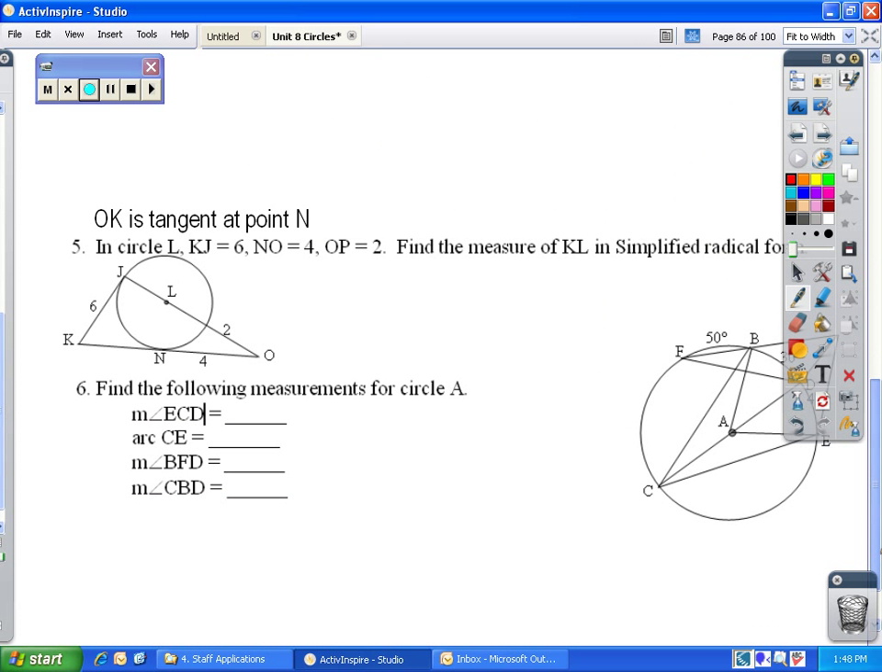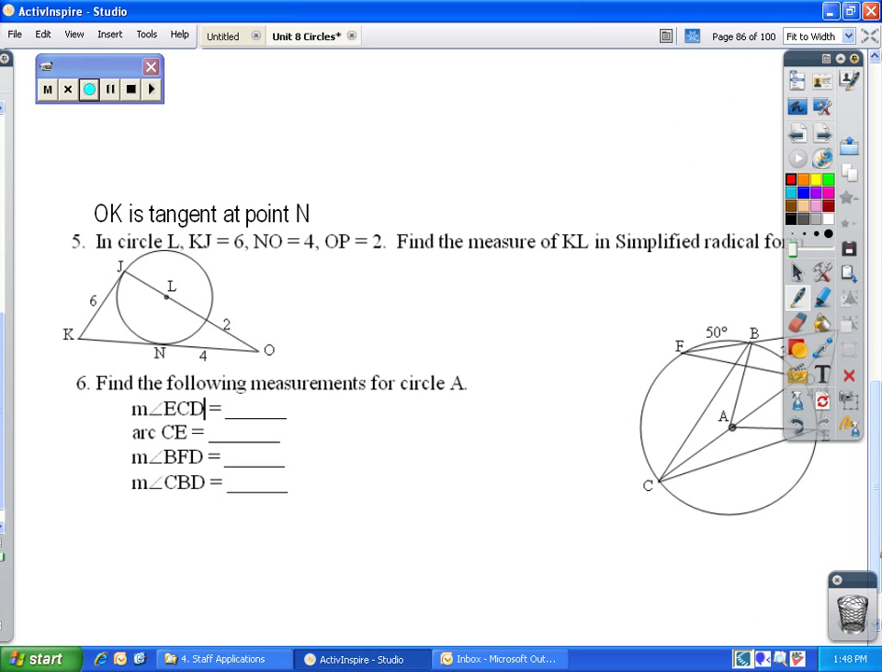All right, moving on to numbers 5 and 6. I added a little detail here that OK has to actually be tangent to the circle at point N, so I can guarantee that's a point of tangency. So in this circle L, KJ is 6, like we marked right over here.